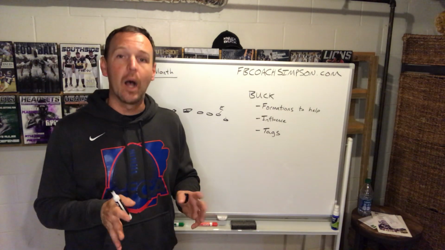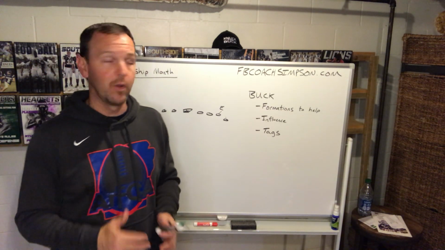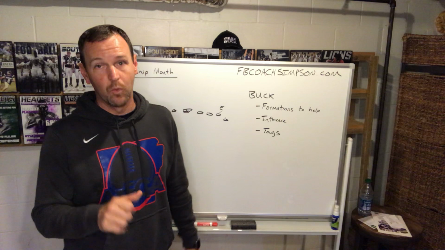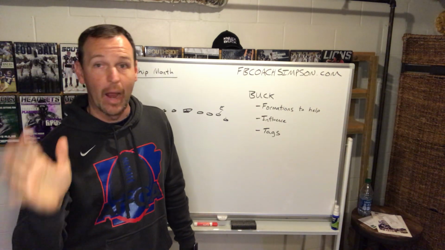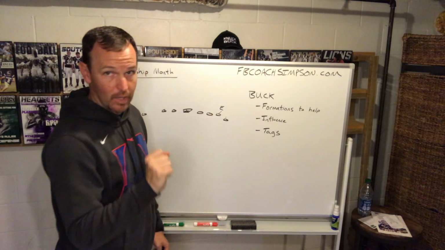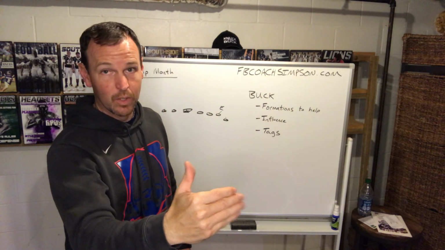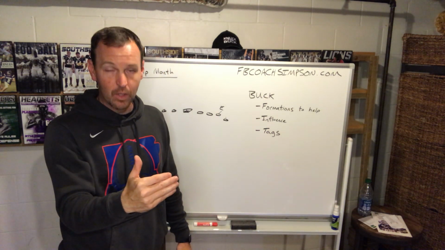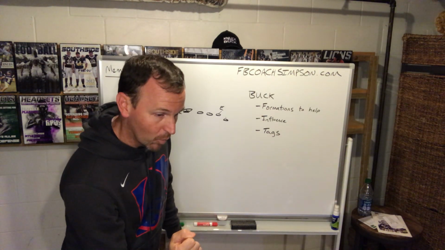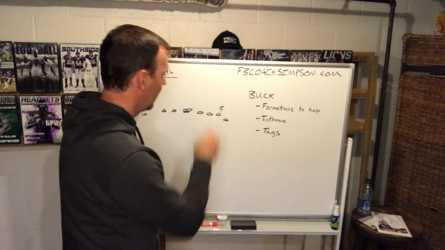So we'll tell our Y to step to him. We don't really want to turn our shoulders. We want to attack him with our outside hand. So we're here, attack him with our outside hand to encourage him to squeeze. And as soon as he squeezes, we want to disengage and get up to the linebackers.